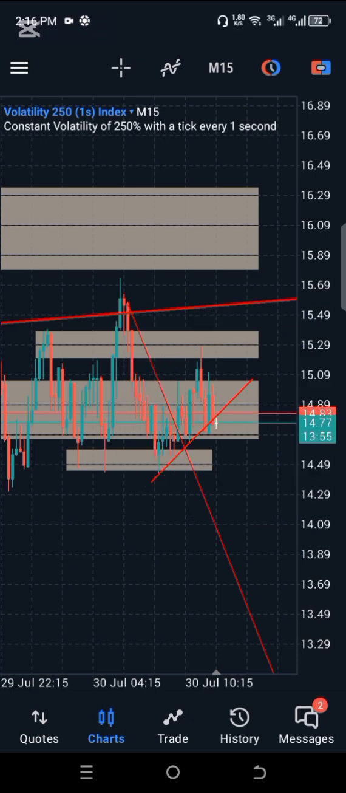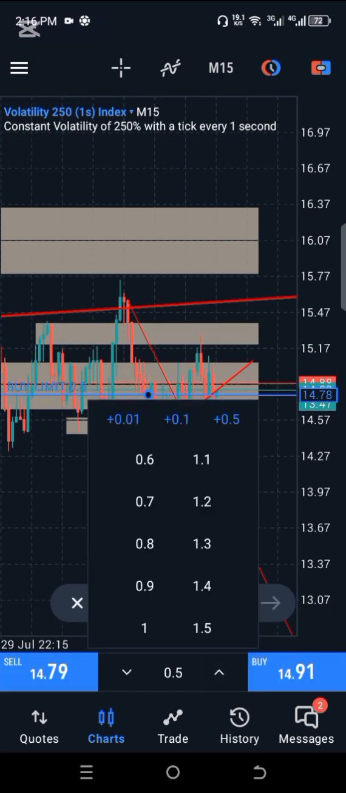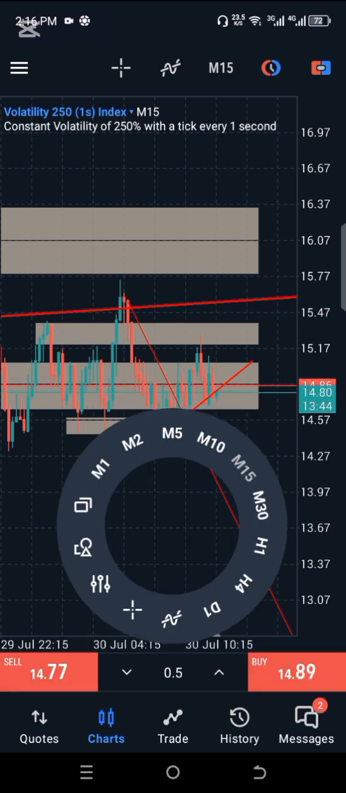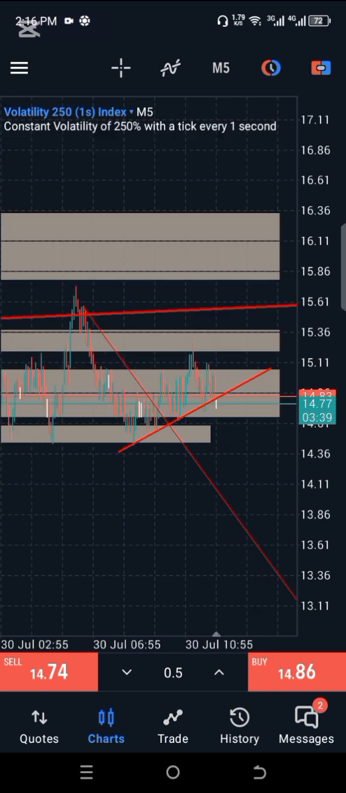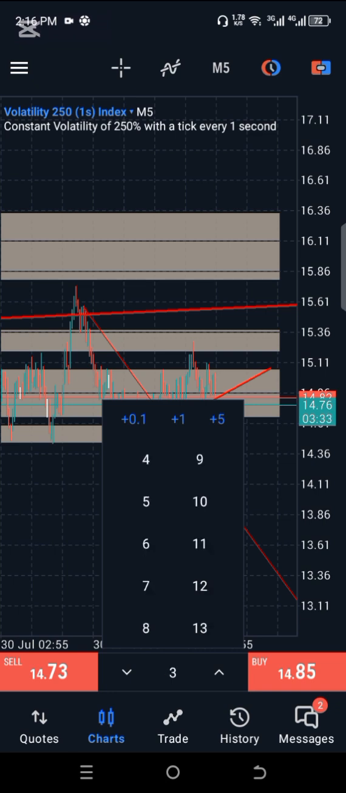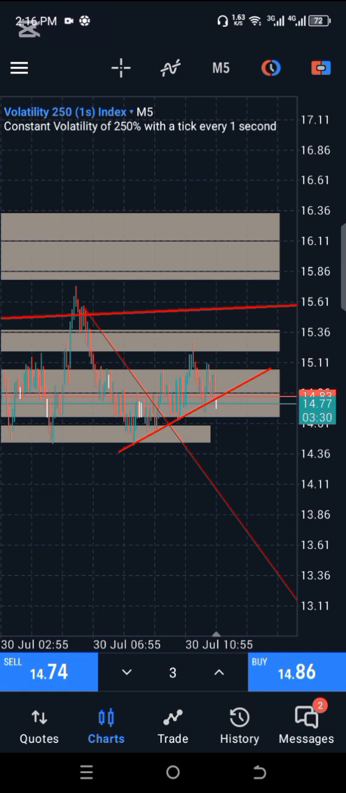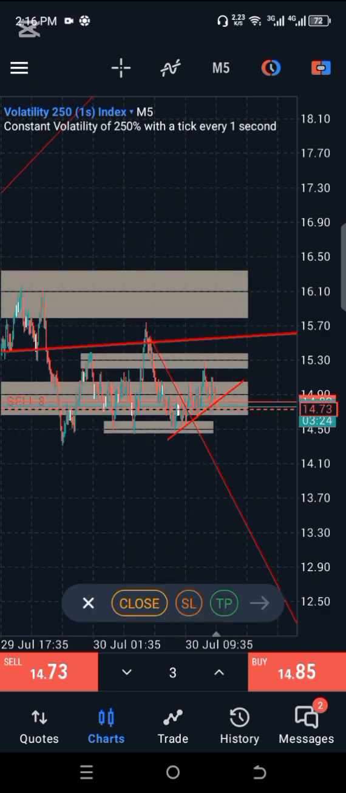So it's 2 o'clock now. 2:15. I'm ready to enter now. And now I just drew this trend line here. I think price wants to break. So yeah, I'm gonna enter the 3. Stop loss is here. I'm just gonna let it risk the whole account, and then we'll see what happens.